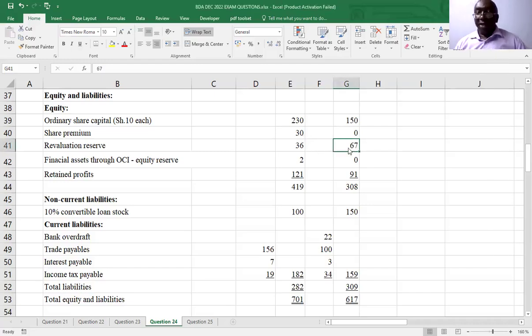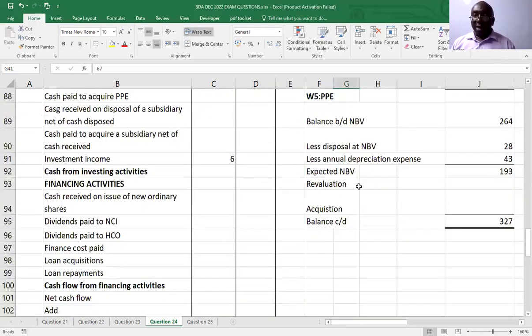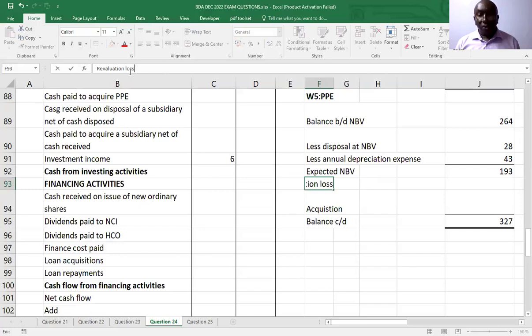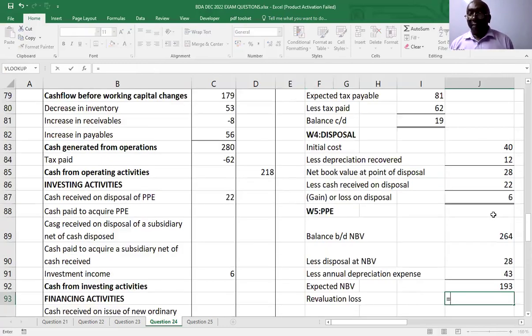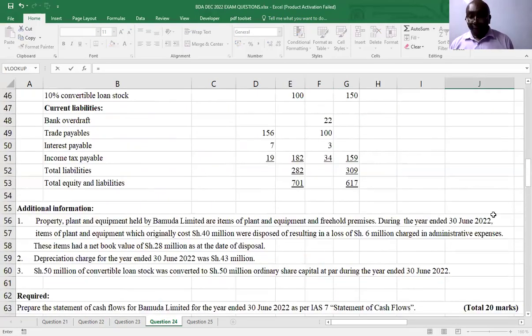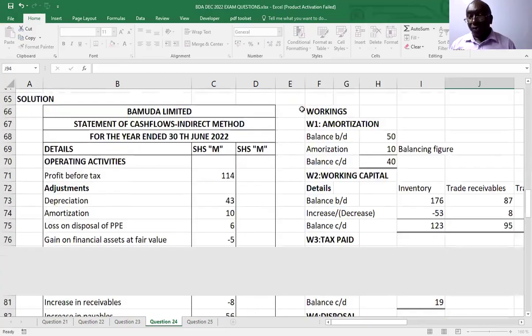Sasa hii sababu tumefanya a lot of workings, hii tutaenda tu straight. Tutakuja hapa. But if you want to have a working for it, ni sawa tu. So, for now, tutasema revaluation loss. Revaluation loss, tukuja tuionyeshe hapa, equals revaluation loss. Hii 67 minus hii 36.